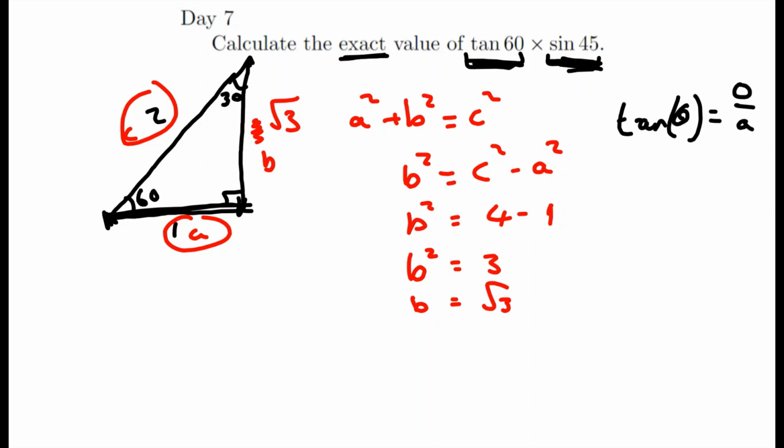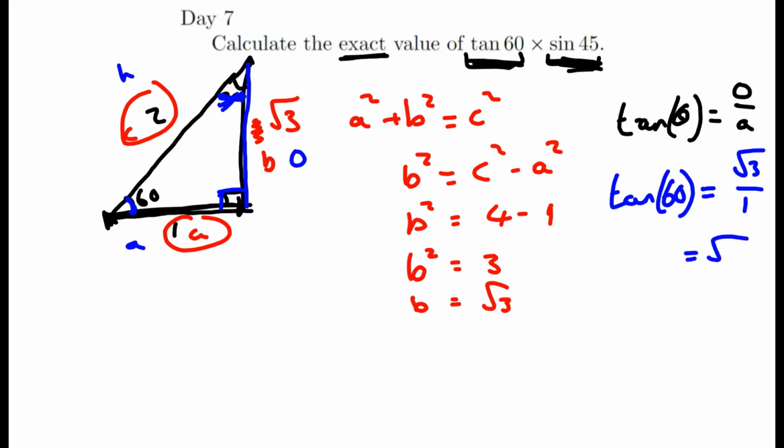So if I do this stuff in blue, we've got our hypotenuse. We don't care about this angle of 30 at the moment. We are interested in this angle of 60. So this angle down here, and the right angle is going to give us our adjacent. And this is going to be our opposite. So we're going to get tan of our angle 60 is our opposite, which is root 3, over our adjacent, which is 1. So tan of 60 is root 3.